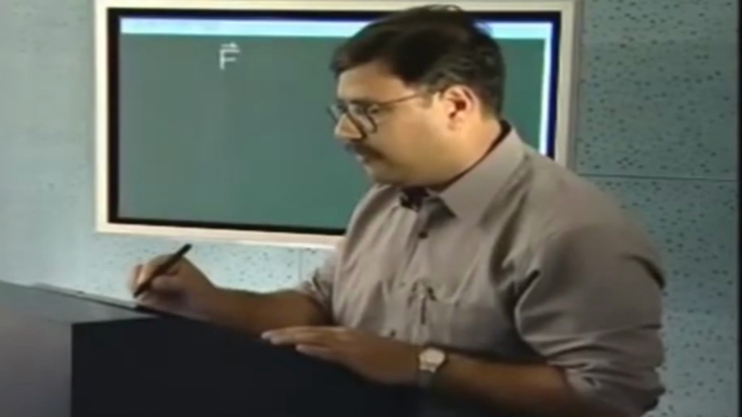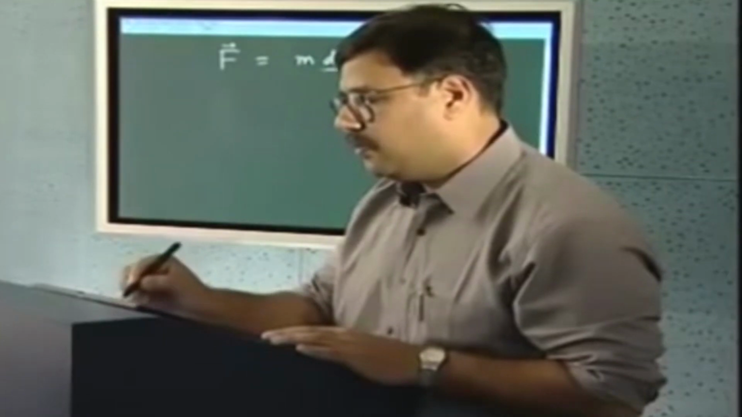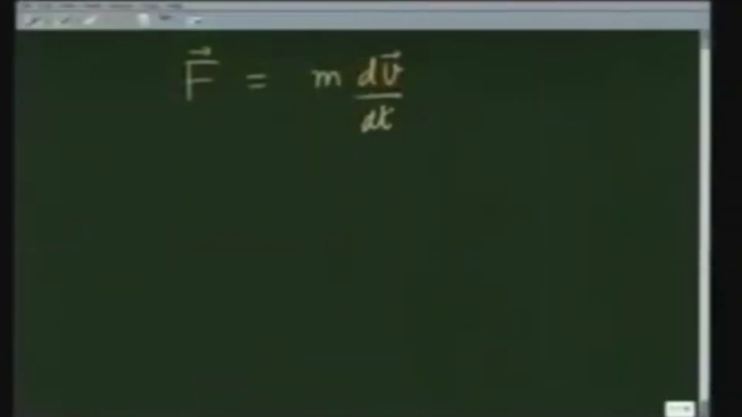Recall that the equation of motion is F equals m dv over dt, but at times it may so happen that I am not interested in the evolution of the system as a function of time. For example, if a particle is falling in the gravitational field of the earth, I may be interested in knowing what is its velocity at a certain height from the earth, and I do not have to really worry about time. In such situations, we eliminate time.